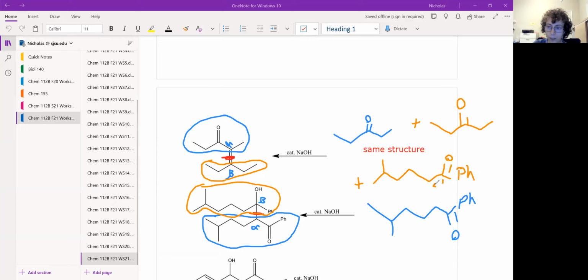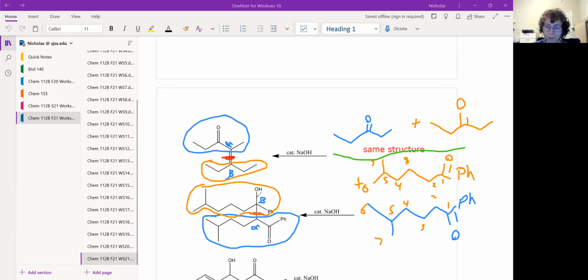And if we number these, that's 7 plus the phenyl group. This is also 7 plus the phenyl group. So again, it's the same structure, but it doesn't hurt to draw both just to make sure they're the same structure.